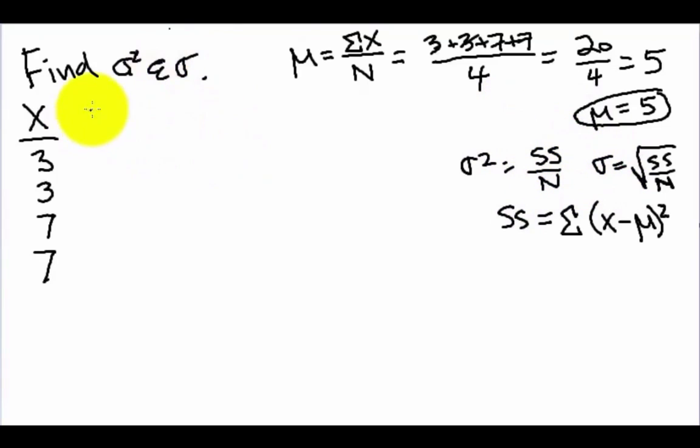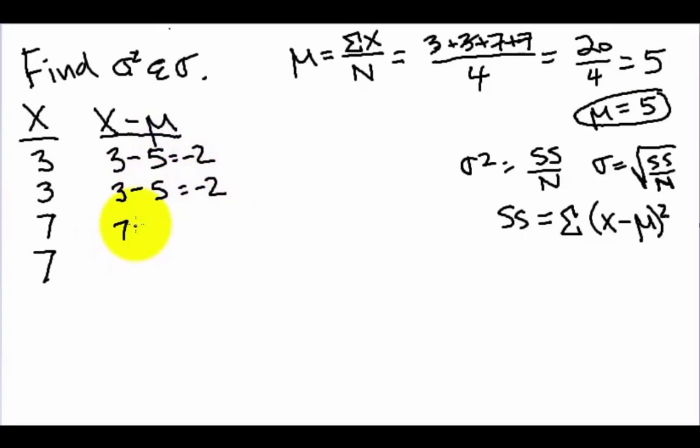So let's start. Here we want to make a column that is x minus mu. That's the first thing we're going to do. We're trying to find this right here. We have our x's here, so 3 minus, we have a mean of 5. So 3 minus 5 equals negative 2. Then we have 3 minus 5 again, negative 2. And then we have 7 minus 5, which is equal to positive 2. And 7 minus 5 once again, which is equal to positive 2.